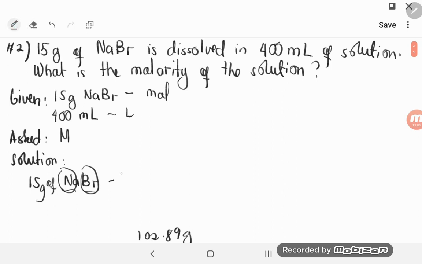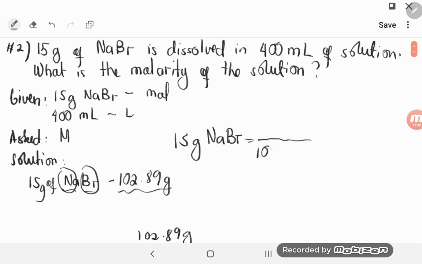So 15 grams of sodium bromide is equivalent to 102.89 grams. But we are not yet through. We will just need this in order for us to convert 15 grams into the number of moles. And this is how we convert 15 grams. 15 grams NaBr is equal to, we have here 102.89 grams is equivalent to 1 mole of NaBr.